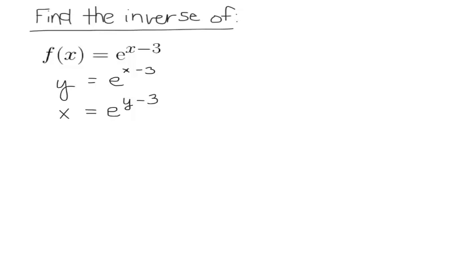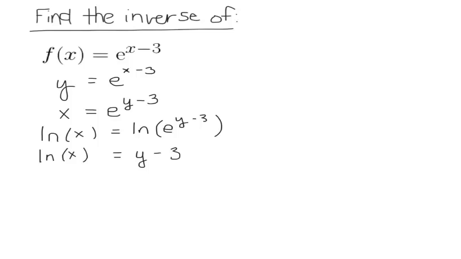But how is it that we can solve for y in this equation? Well, in order to get that power, we can apply the natural logarithm to both sides of our equation. That is, we can say that the natural logarithm of x is equivalent to the natural logarithm of e to the y minus 3. And now, since we have the natural logarithm of the natural exponential, those two functions are inverses and are going to undo each other, and on the right-hand side we're going to be left with the power, or just y minus 3.